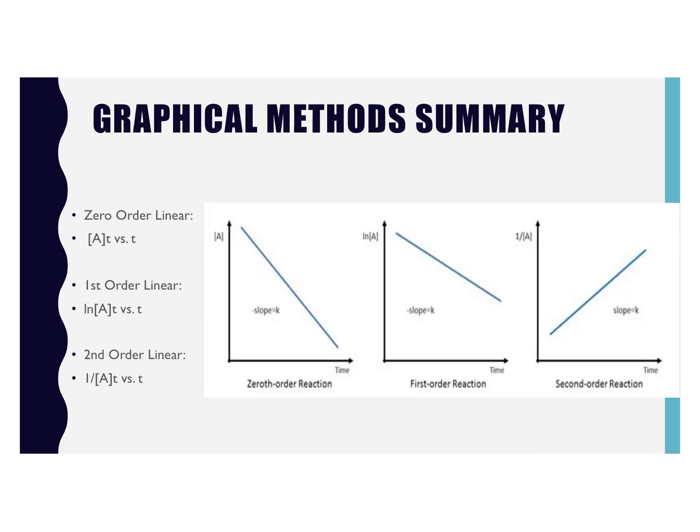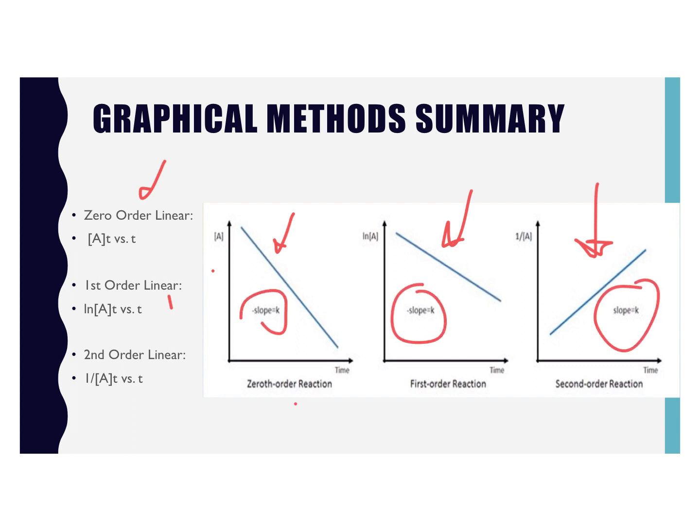All right, so we refer to these as the graphical methods to determine rate orders. If something is 0 order, it's the concentration versus time that's linear. If something is first order, it's the natural log versus time that is linear. And if something is second order, it's 1 over the concentration versus time that is linear. Again, in the ones where the slope is negative, that's the negative of the rate constant. In the one case where the slope is positive, that is the rate constant.